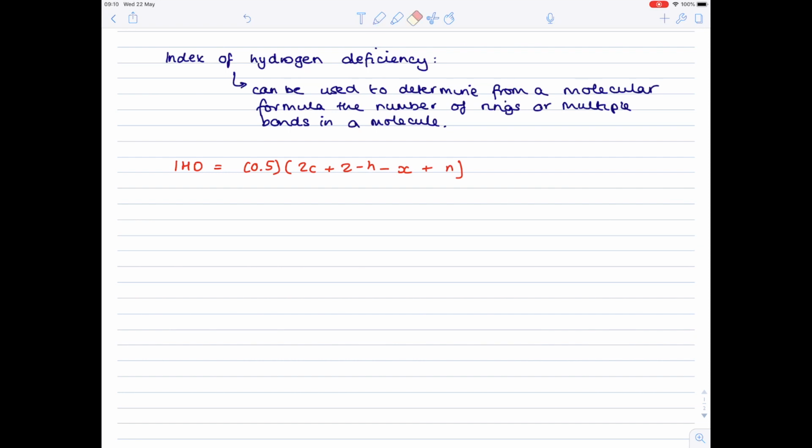Let's identify what these letters mean. C stands for the number of carbon atoms. H stands for the number of hydrogen atoms. X stands for the number of halogen atoms. Doesn't matter which halogen we're talking about, but we're looking at group 7. And N stands for the number of nitrogens.